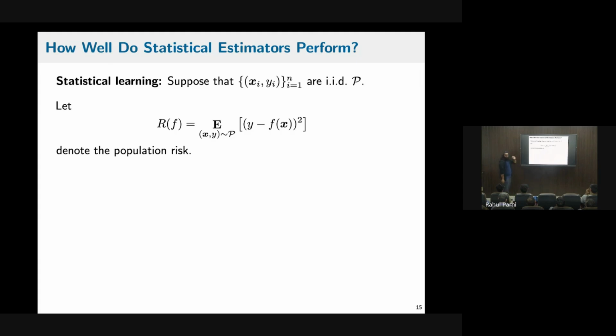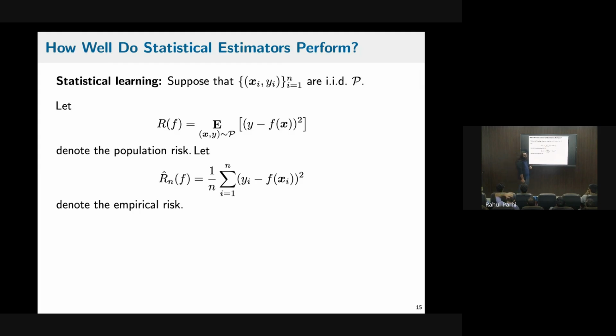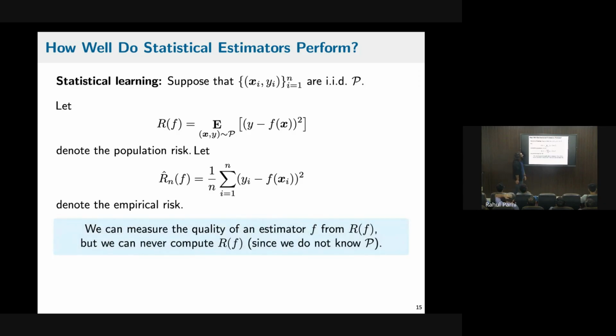So R is a function of f. We can never compute this because we don't know P. But we do have a bunch of training data, so we can define the empirical version of it, which we'll call R hat n, which is just 1 over n times the sum over all of the data that I have of (yi minus f of xi) squared. So if you want to measure the quality of an estimator, you really do want a good handle on R of f, but you can never compute R of f. We can compute this R hat n of f.